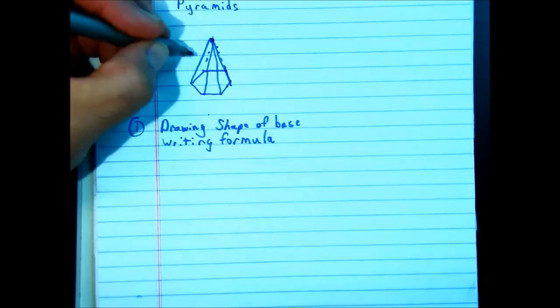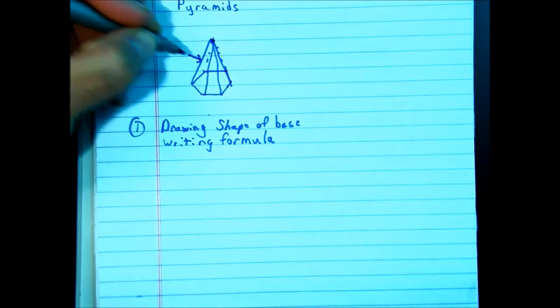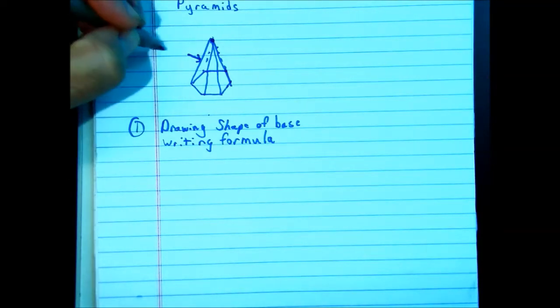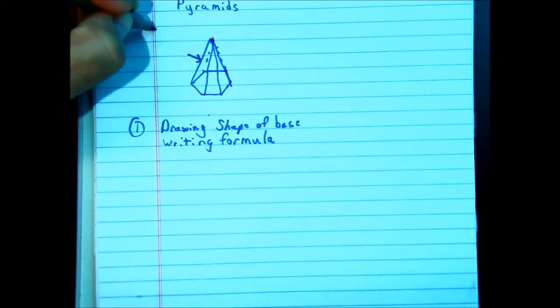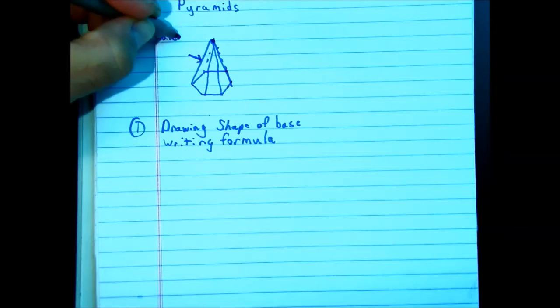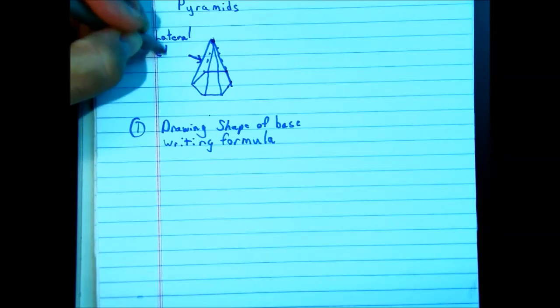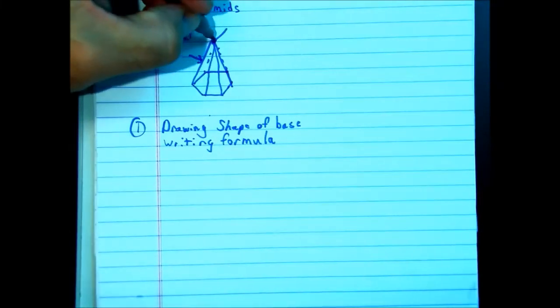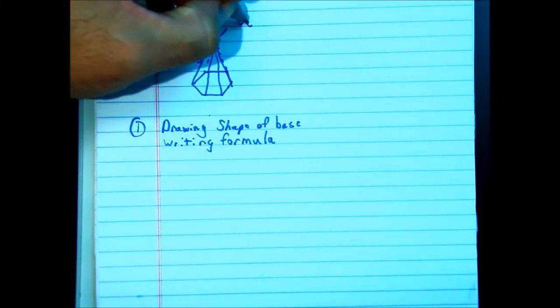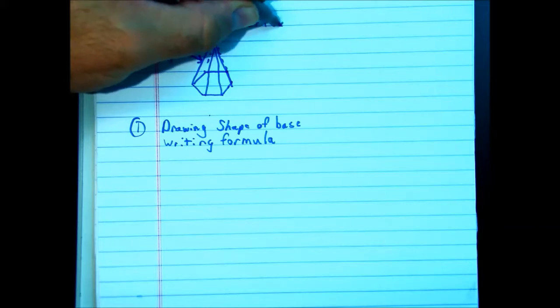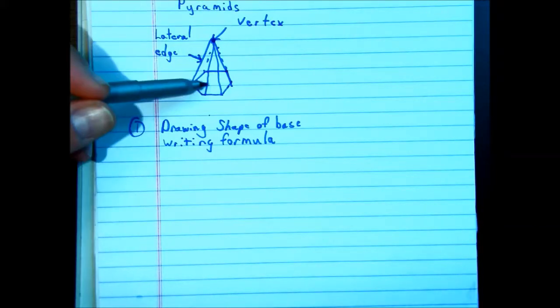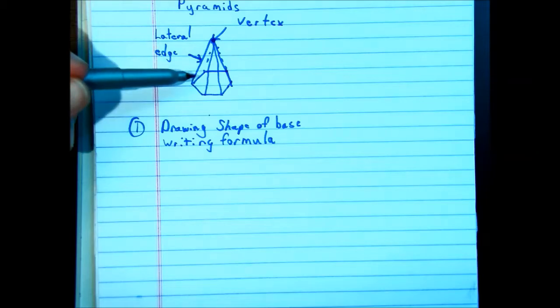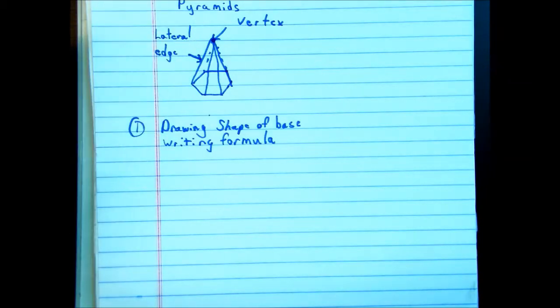Then we start talking about some things. We call this the lateral side, but the corner is known as the lateral edge. So you have the lateral edge. The corners are called vertexes. So it has a vertex and a base, whereas with a prism you have two bases. These are called pyramids.